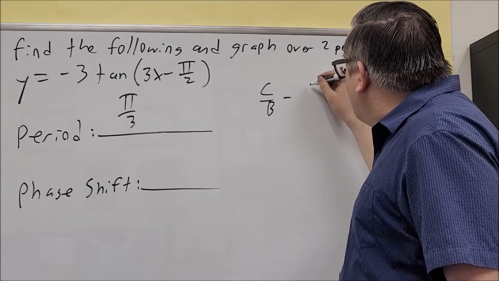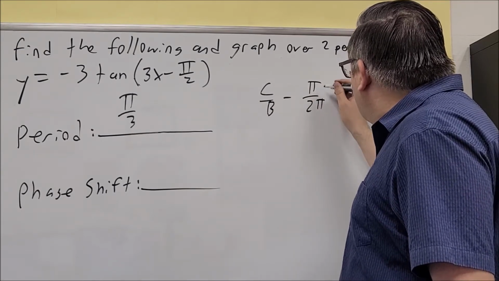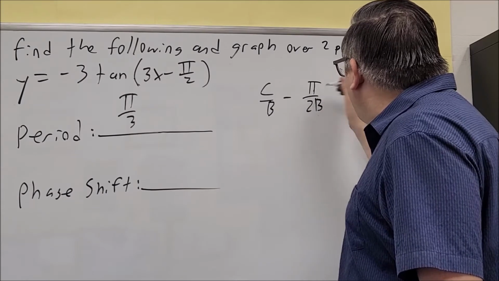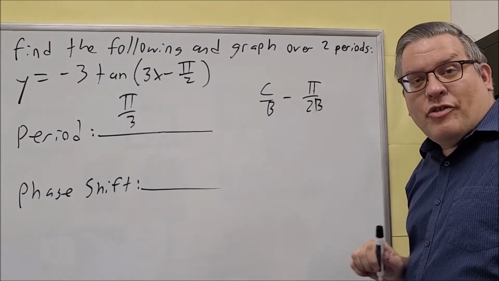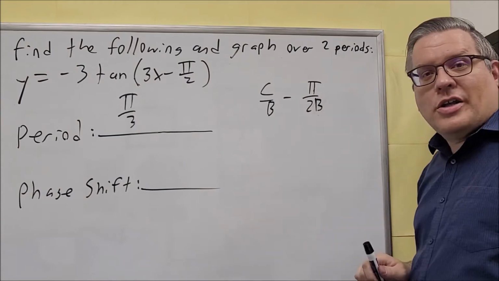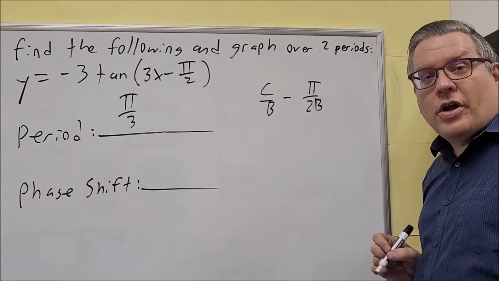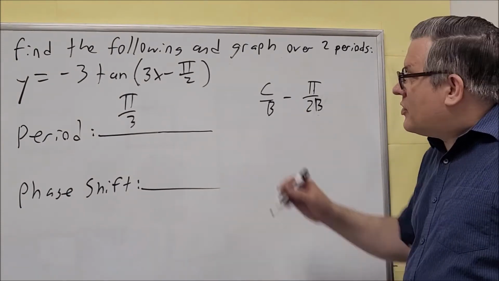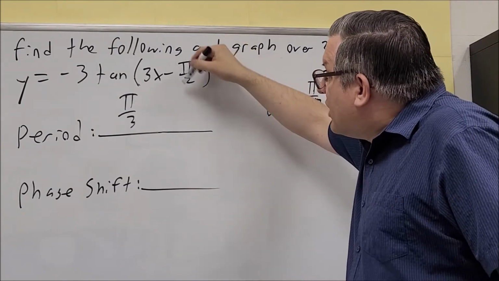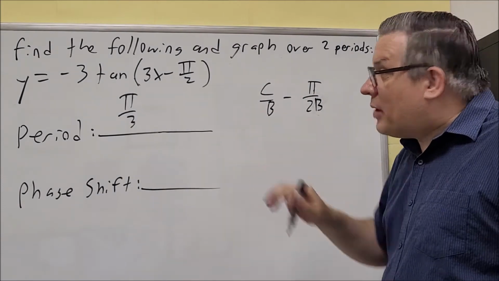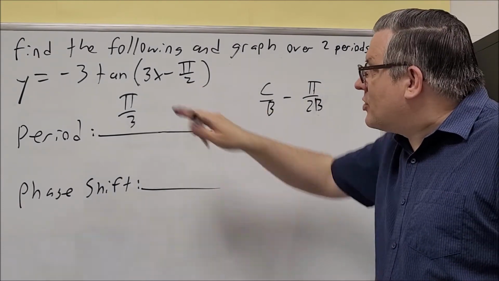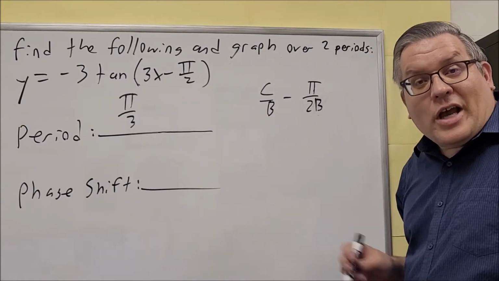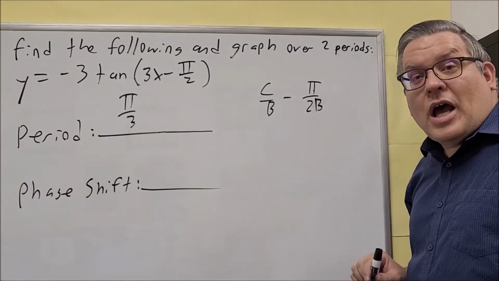It's c over b minus pi over 2b. So that is going to be your phase shift formula because we have a tangent. If it was cotangent, you wouldn't have this extra part in the end, but for tangent, you do need that part there to do this correctly. All right, let's put this in, c over b. Now the c is going to be whatever comes after the minus sign. So in this case, it's going to be positive pi over 3. Whenever you have a minus in here, phase shift is positive. If you have a plus, your phase shift is negative. So essentially, you're taking the opposite sign there.